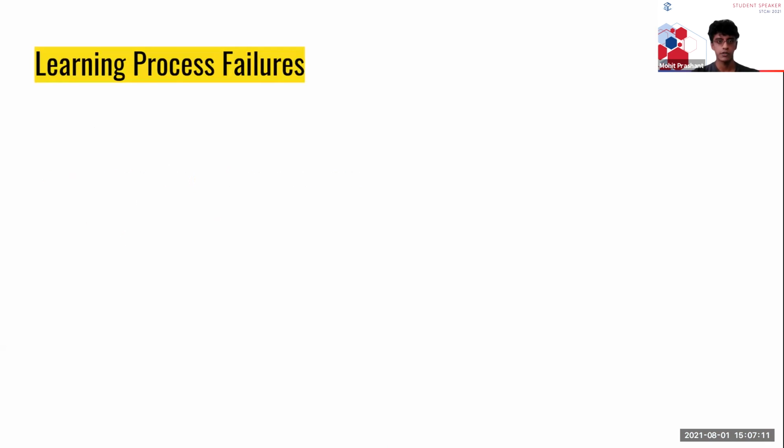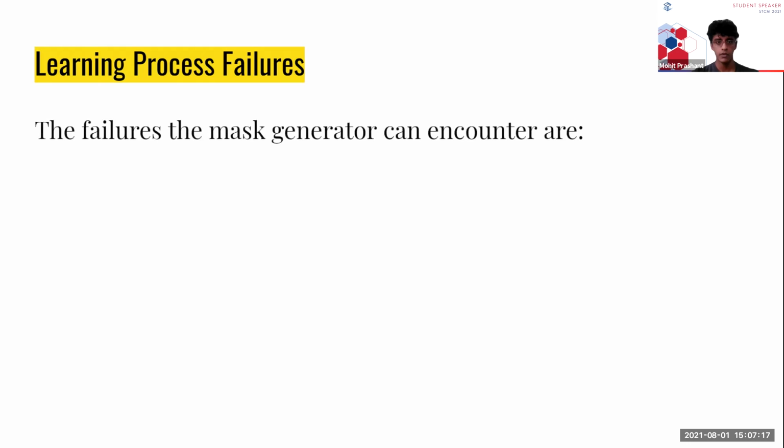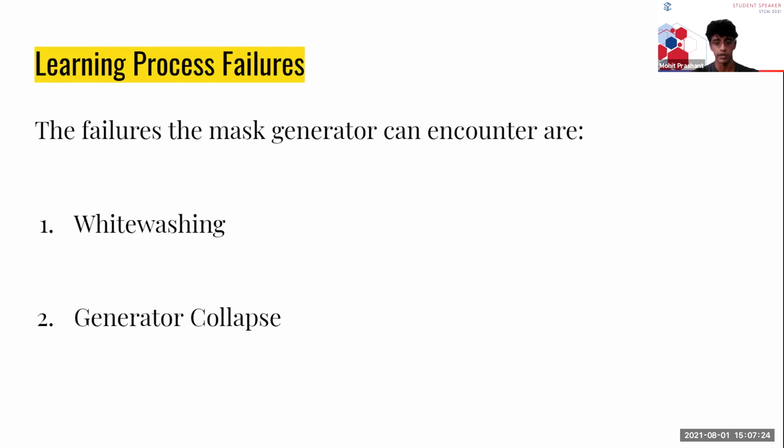So now, of course, there are a lot of failures you might encounter during the learning process. And I'd like to talk a little bit about these. Some of the failures that the mask generator can encounter are firstly, whitewashing, and secondly, generator collapse. These were the most frequently noticed.